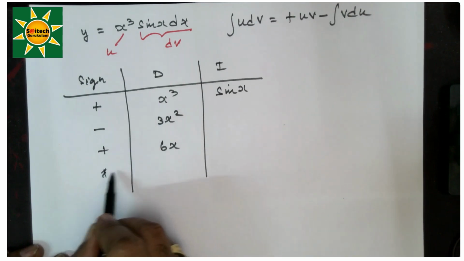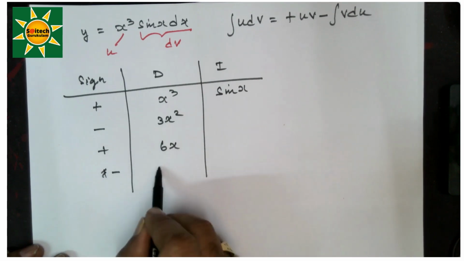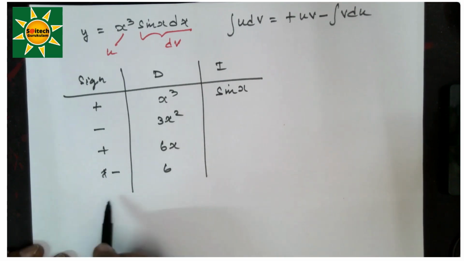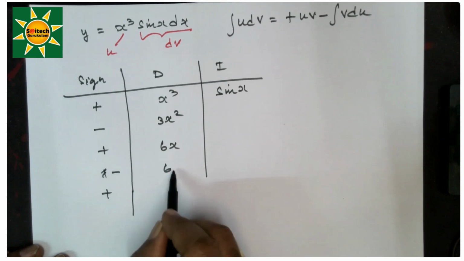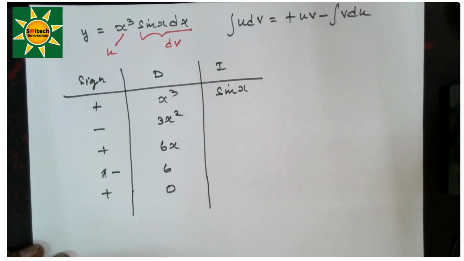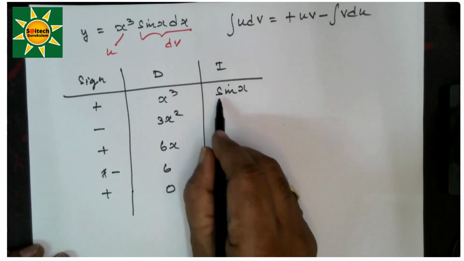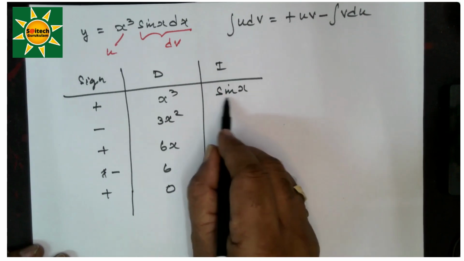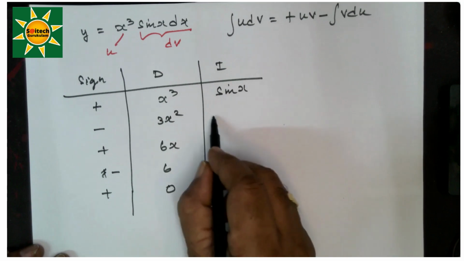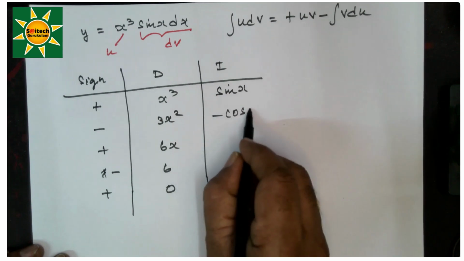So we have to put minus here, and this is 6. Now let us further proceed, and this becomes 0, being a constant. We can stop with that. Now here sin x. What is the integral of sin x dx? This is minus cos x.